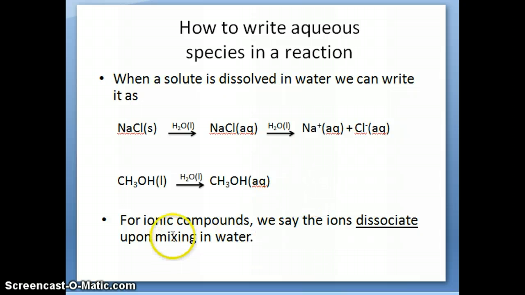Okay? All right. Another term you'll hear often is that when we say ionic compounds go from this to the ions, we often say that they dissociate, so they break apart.